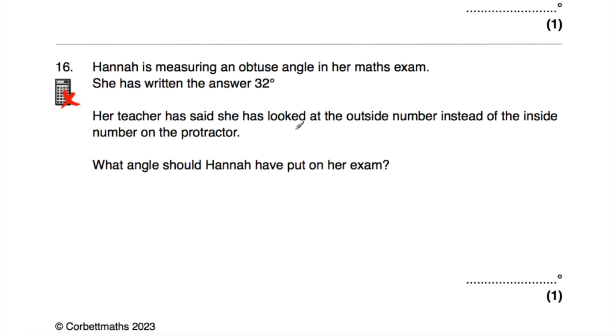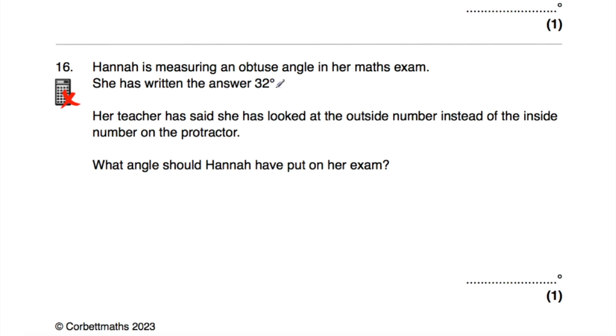So obviously Hannah's here, she's measuring an obtuse angle with a 180 degree protractor, and she's written down an answer of 32 degrees. What I'm going to do is do the question in two different ways. One approach is I'm just going to talk about it and work out the answer, and the other approach is we actually look at the protractor and see what the answer should be. So if we just consider this answer 32 degrees, we're told that she's measuring an obtuse angle, so the angle needs to be bigger than 90 degrees but less than 180 degrees, and 32 degrees is obviously an acute angle, so that's wrong.